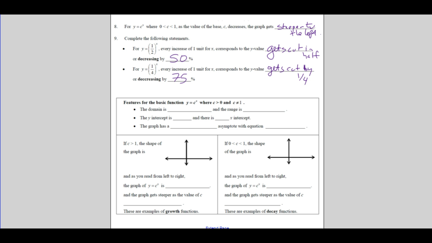For all of these exponential functions, the domain is x belongs to the reals, and the range is that y is greater than 0. Okay, you can't be equal to 0, right? We can never get it small enough to be 0. The y-intercept is 1, so when x is 0, y is equal to 1, and there is no x-intercept. The graph has a horizontal asymptote with the equation of the x-axis, so that's y is equal to 0.